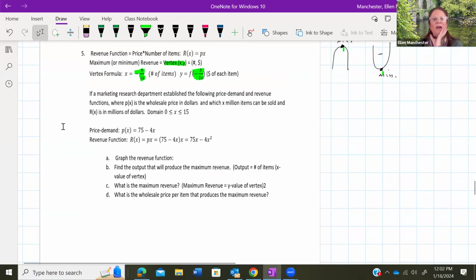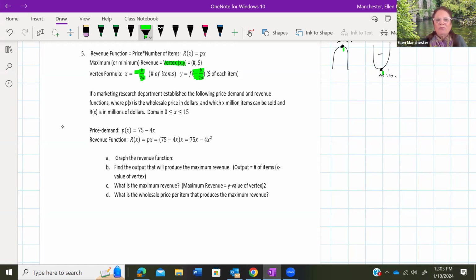So just kind of reviewing, you have your revenue. Your revenue is the price times the number of items. So for instance, if you have 100 shirts that you're selling and you're selling them for $10 each, your revenue is 100 times 10. The number of items times the price of the item. So that's $1,000 in revenue. Okay, so revenue is everything that comes in. Maximum revenue is the vertex of the revenue function.